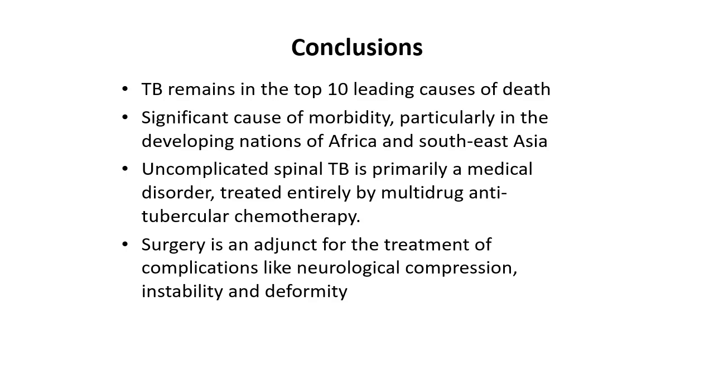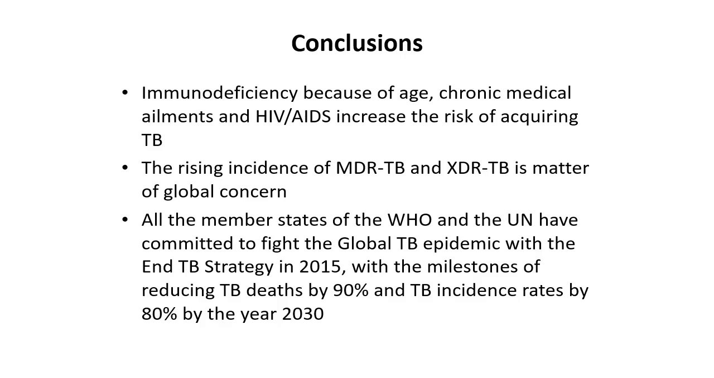Uncomplicated spinal tuberculosis is primarily a medical disorder treated entirely by multi-drug antitubercular chemotherapy. Surgery is an adjunct for the treatment of complications like neurological compression, instability, and deformity. Immune deficiency because of age, chronic medical ailments, and HIV/AIDS increase the risk of acquiring tuberculosis. The rising incidence of multi-drug resistant and extremely drug-resistant tuberculosis is a matter of global concern.